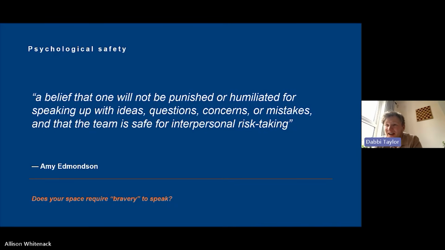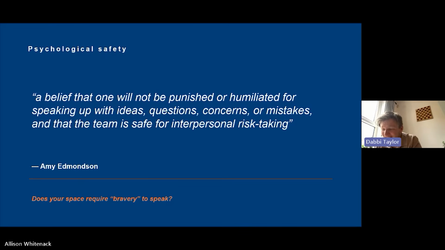And when I learned about it, I just couldn't stop thinking about it, because these two words just explained such a huge part of my life. And when I delved into it, I came across the work of Amy Edmondson, and I take my understanding of it from her, who defines it as a belief that one will not be punished or humiliated for speaking up with ideas, questions, concerns, or mistakes.